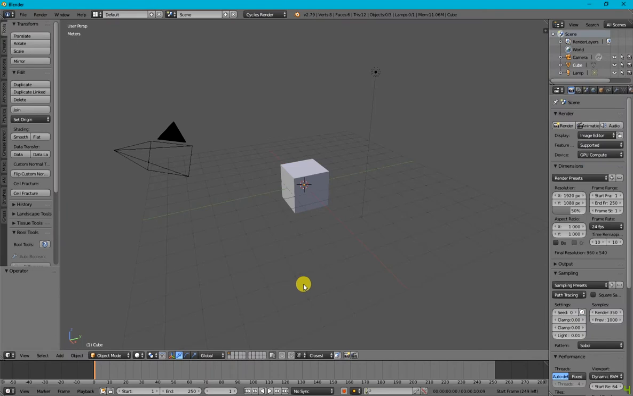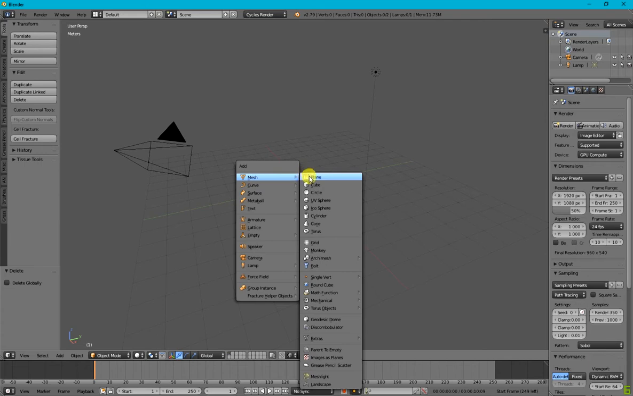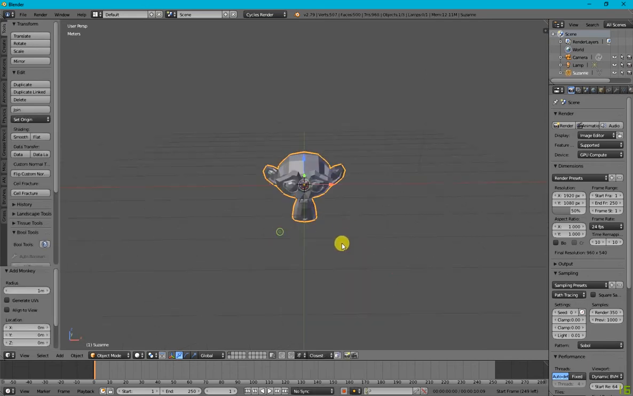Okay, so in Blender you'll find these transformation orientations right down over here. There are five options you can choose from and we'll be using a monkey for reference. Okay, so the first one is global.